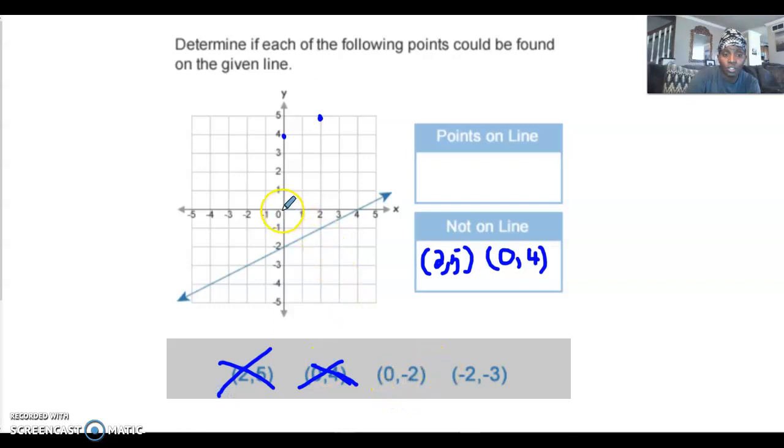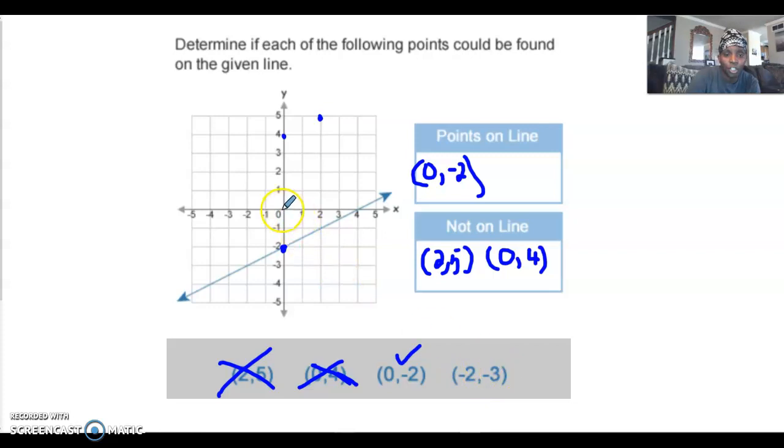0, -2. So I start at 0. That's my x right now. And now I'm going to move down, 1, 2. This does fall on the line. Yes, so I come up here and I will write 0, -2. Excuse my parentheses. I come over here and I'm going to plot -2, -3.